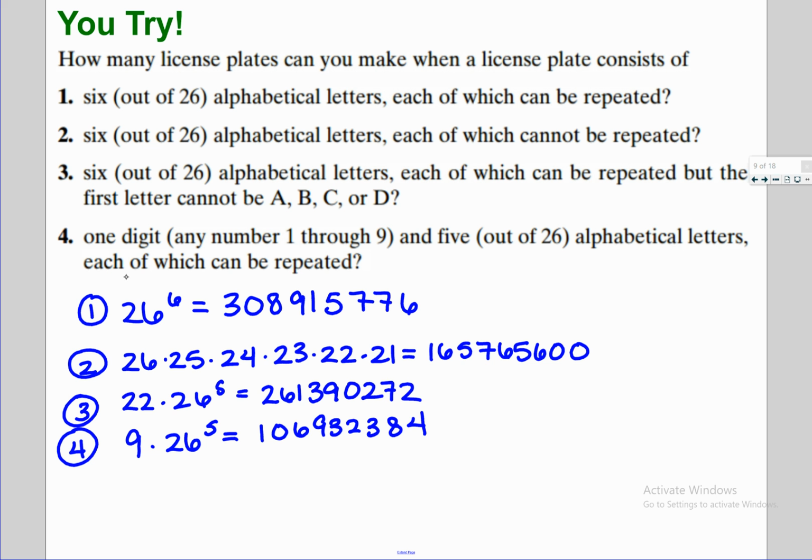And then my last one, the first one has to be a digit 1 through 9, so I only have 9 options for the first part of the plate, and then again, it could be anything after that, so 5 26s multiplied together. What questions do you have on those? Anything? Yes. The second one, why do you only go to 21? Can't you just be on that? Because we only need 6 letters. There's only 6 choices for the plate.